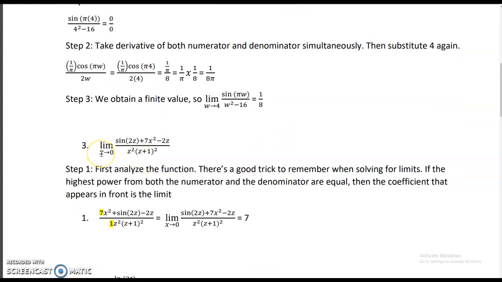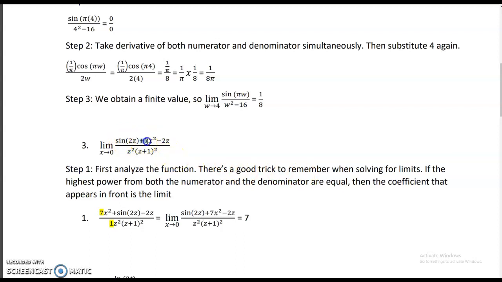For this next question, it's a little bit different. When you're analyzing the function, you have to remember, when you're solving for limits, that the highest degree moves to the front. When you move the highest degree to the front, which in this case would be x squared and x squared, the coefficients of these terms are going to be the limit.